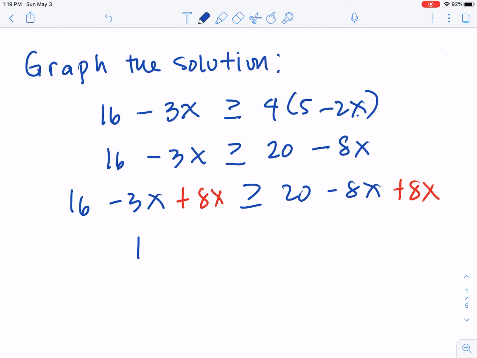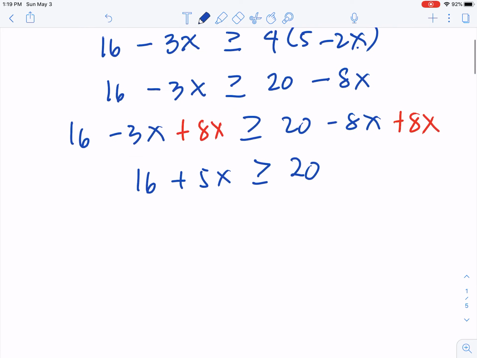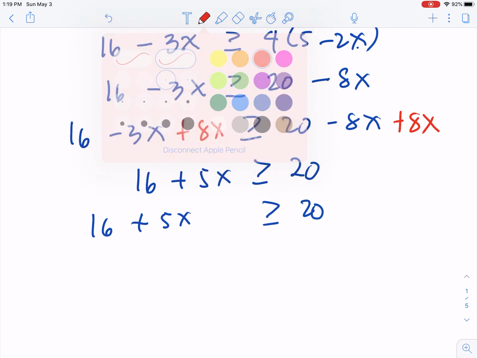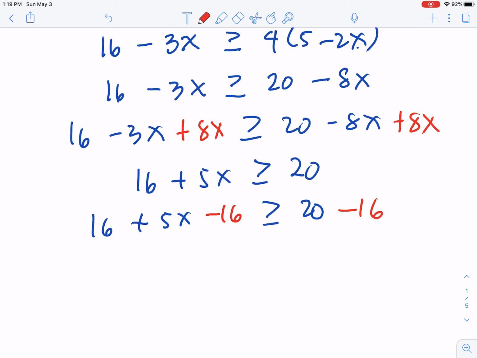So that becomes 16 plus 5x, since negative 3x plus 8x is 5x, is greater than or equal to 20, kasi yung negative 8x plus 8x is 0. And then we subtract 16 from both sides. So minus 16.